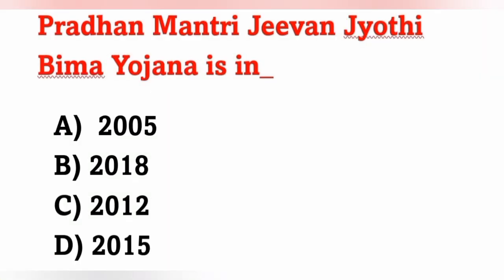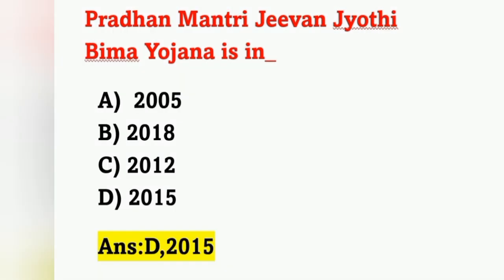And the next question, Pradhan Mantri Jeevan Jyoti Bima Yojana was started in option A, 2005, option B, 2018, option C, 2012, option D, 2015. Correct answer, option D, 2015. Pradhan Mantri Jeevan Jyoti Bima Yojana. The main objective of this program is to encourage life protection of the low income society. It started in the year 2015.